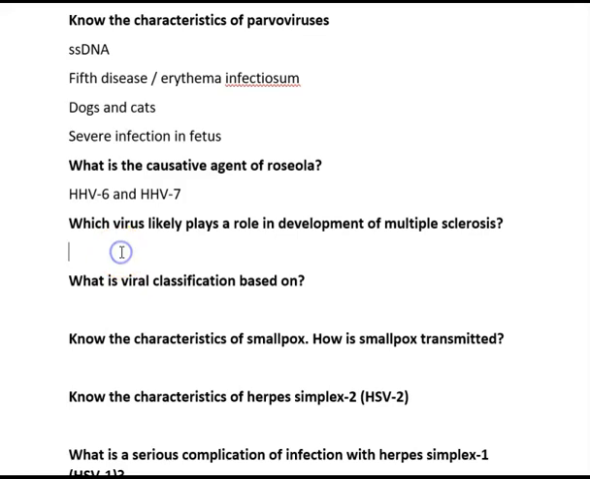Which virus likely plays a role in development of multiple sclerosis? Well, we said this is going to be the Epstein-Barr virus, and it increases the likelihood of developing MS more than 30-fold.